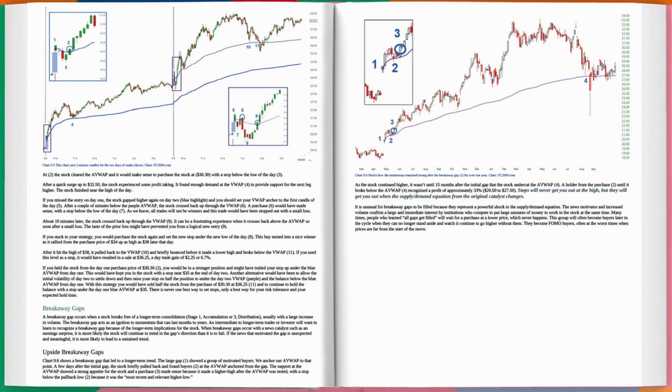As the stock continued higher, it wasn't until 15 months after the initial gap that the stock undercut the AVWAP 4. A holder from the purchase 2, until it broke below the AVWAP 4, recognized a profit of approximately 33%, $20.50 to $27.50. Stops will never get you out at the high, but they will get you out when the supply and demand equation from the original catalyst changes.